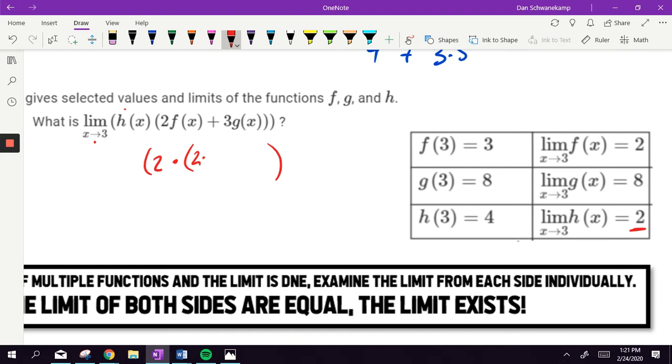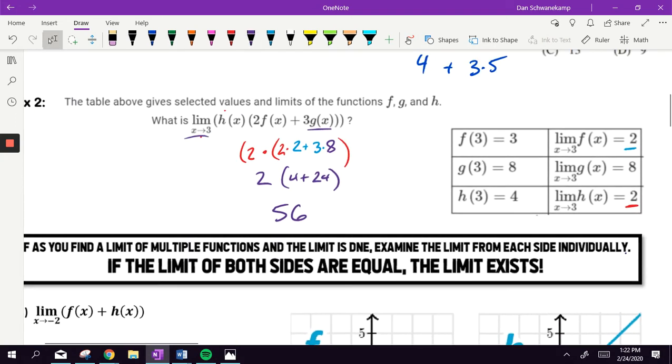What can I put, Jesse, for the limit as x approaches 3 of f of x? 2, because he wants the limit. So this is 2. Plus 3 times the limit as x approaches 3 of g of x. What are we putting for that? Anybody? 8. 2 times 2 is 4. Plus 3 times 8 is 24. That's 28 times 2. It's 56. Don't make it harder than that. Got a lot of weird answers from some smart people because we're maybe making it too difficult. Don't.